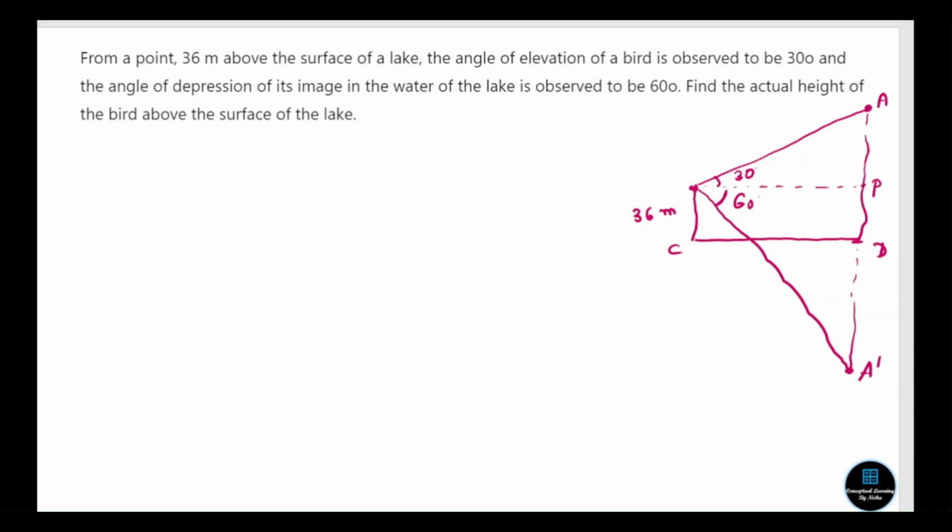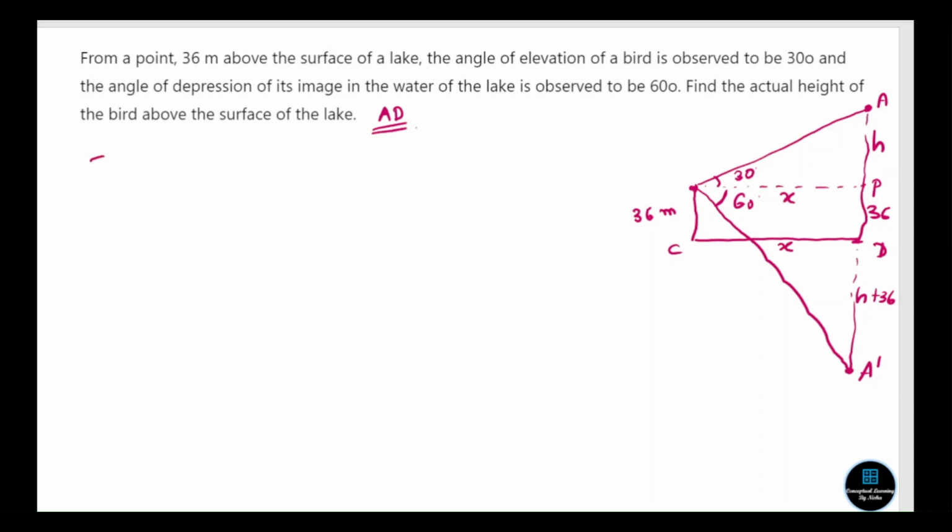AD is the actual height, and this is AD we have to find. Now this is 36 meter. I'll take this as h. So A dash D is how much? h plus 36 here, correct? Alright. And let's take the horizontal distance as x. Then we can remove this later.